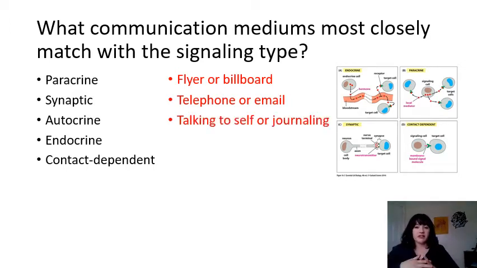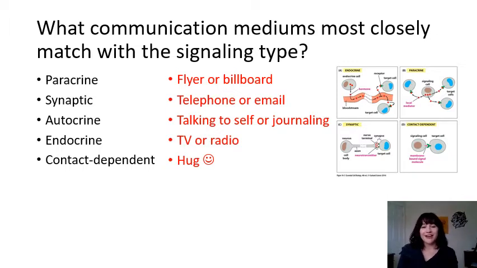Autocrine signaling is not on this list, but it is another type of cell signaling. And this is basically auto, self. So this would be a signal that turns around and acts on the cell that made that signal. So that could be compared to talking to yourself or journaling. Endocrine signaling also can travel a far distance, but it doesn't typically have one specific target like a synapse does. And so I think that TV is a good example, especially cable TV, right? Or radio. These messages can travel very far and they can reach more than one person. Lastly, the best comparison I can think of for contact-dependent signaling is a hug, right? You have to physically touch that other person to make them feel appreciated.